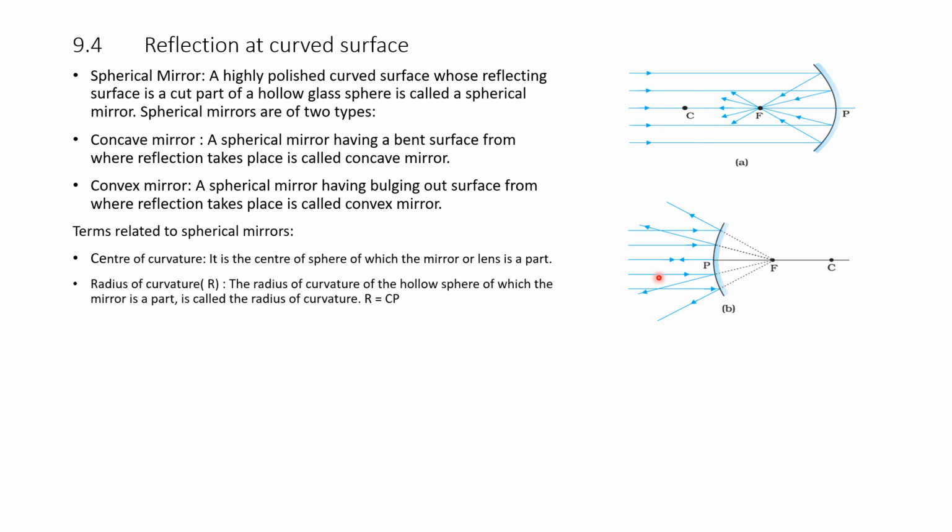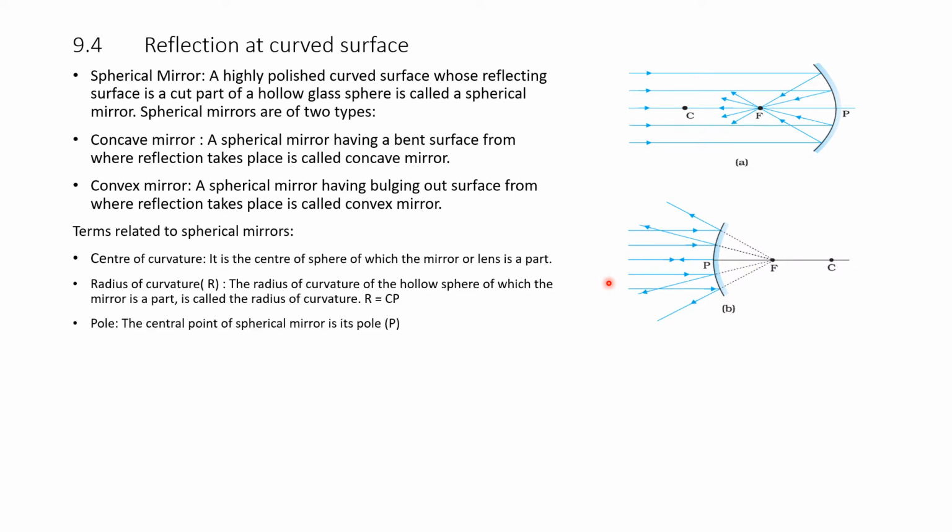Radius of curvature. The radius of the hollow sphere of which the mirror is a part is called the radius of curvature. R is equal to CP. See, CP is called the radius of curvature. Similarly, this is for a concave mirror and this is for a convex mirror. CP is the radius of curvature. R is equal to CP.